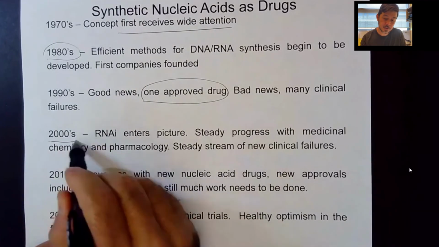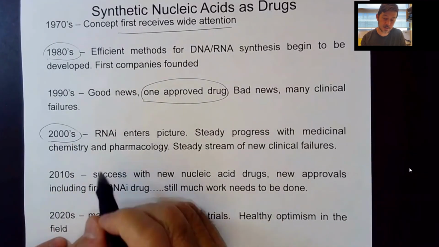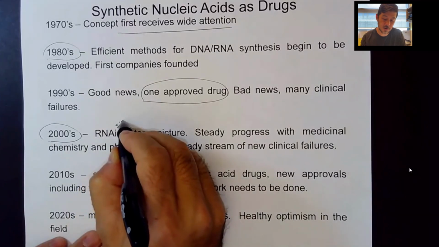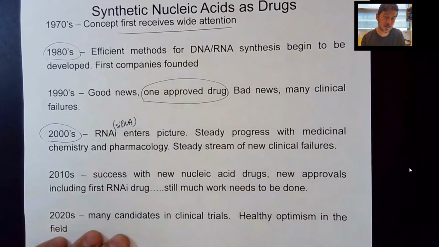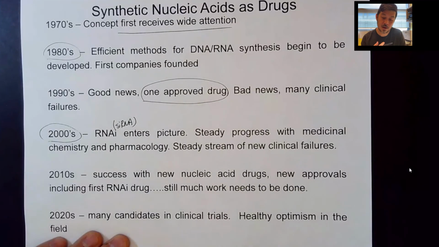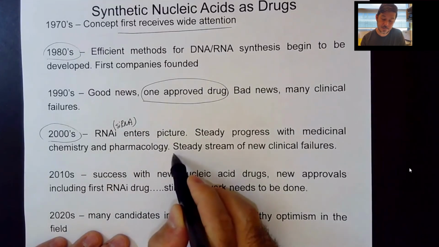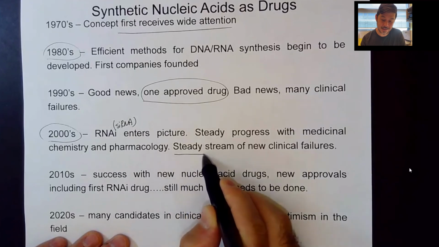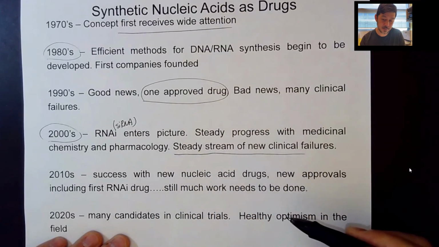In the early 2000s, RNA interference, which is what we can use siRNAs for, which I'll talk about in part C, enters the picture. And there was really a lot of excitement because this uses an endogenous biological pathway to potentially target any messenger RNA. And there was a lot of progress with using chemical modifications to improve the properties of these siRNAs. However, after about a decade of work, there was again a steady stream of clinical failures.